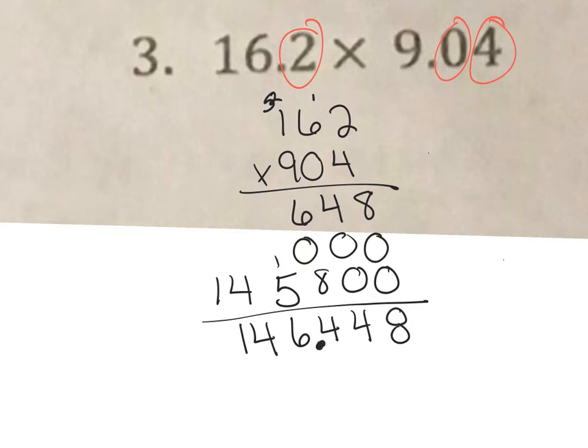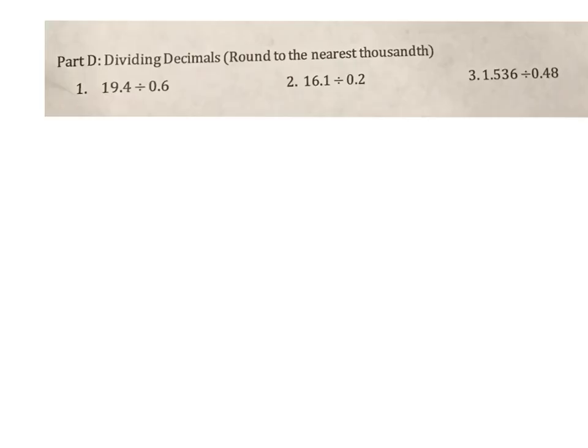And once again, you can estimate. This would round to 16. This number would round to 9. And then if you did 16 times 9, you would see it gets you 144. Wow, look how close these are together. So that really will help you to make sure your answer makes sense, is estimate that your answer is close to your estimation. Okay, we are moving on to dividing decimals.